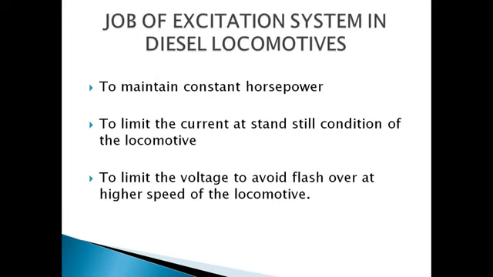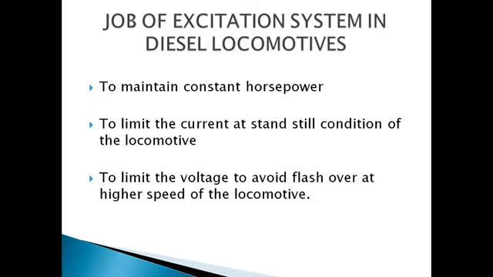Next, we will learn about the role of excitation control in diesel locomotives. A diesel engine gives maximum fuel efficiency if it is loaded in such a way that it develops constant HP with each throttle setting. In a diesel electric locomotive, the load is the combination of traction motors, and the current through them varies with the change in speed. So to keep main generator power constant, the output voltage must be varied accordingly.